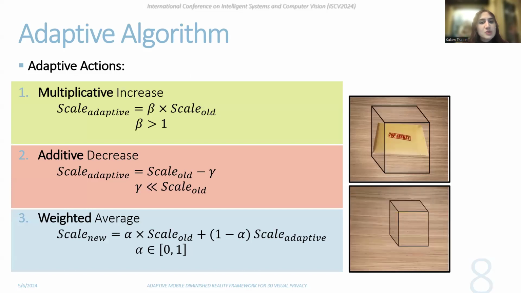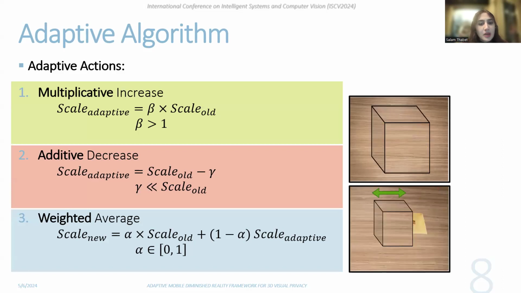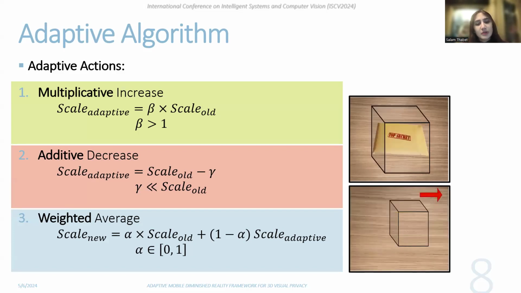To minimize the risk of exposing any part of the private object during rapid movement, the scale is increased sharply by multiplying it by a factor, beta, that is greater than 1 in each frame. And the aggressiveness of the adaptive algorithm is controlled by beta. In the additive decrease, the area of obfuscation is decreased by decreasing the scale of the placed virtual object that covers the private object. Since protecting privacy is the adaptive method's main aim, the scale is decreased slowly by subtracting a small factor, gamma, from it in every frame.